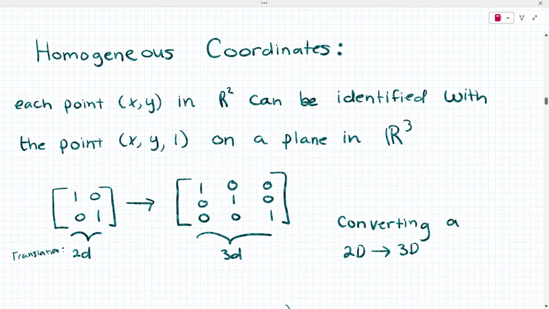Okay, homogeneous coordinates. Each point x, y in R squared can be identified with the point x, y, 1, meaning 3D, meaning x, y, and z, on a plane in 3D, R cubed. So let's say you want to go from a 2D translation to 3D. Converting 2D to 3D, you would set it up like this. This would be 2D: this is your x, this is your y. And then in 3D, you would set it up like this: this is your x, this is your y, this is your z. So 1, 0, 0, 0, 1, 0, 0, 0, 1.